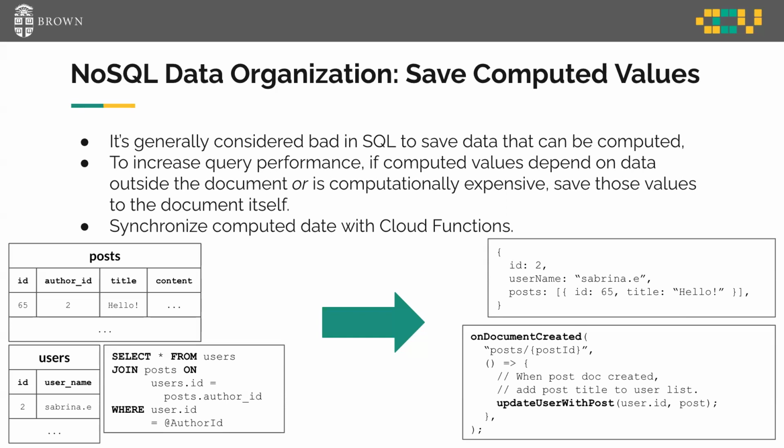NoSQL wants you to change that because, again, we can use cloud functions to keep it up to date. When something relevant changes, we can reorder that and recompute that value, so we already have it saved. This might be the number of posts, a last logged in time, something like that. Just to keep that at the front of our mind.